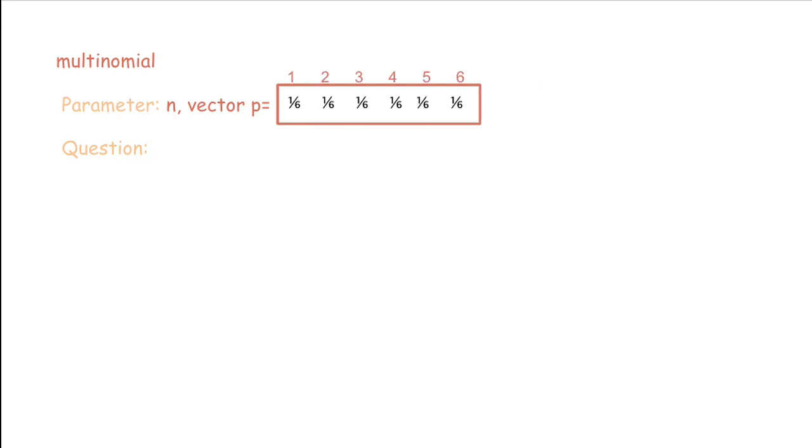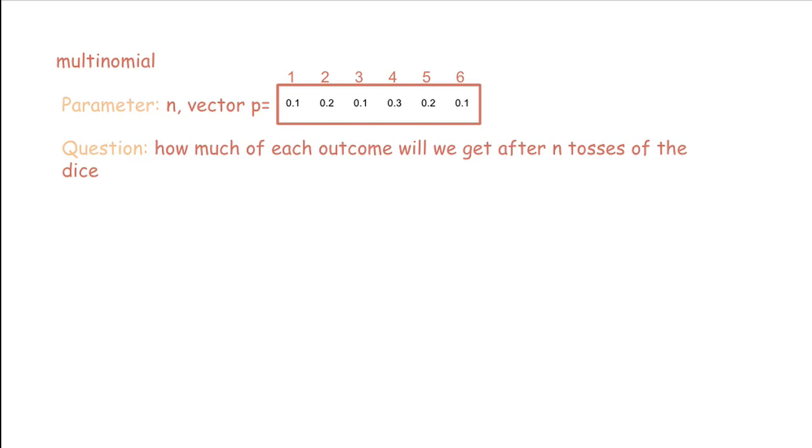If it's a regular fair 6-sided dice, there will be 6 elements for this vector, one for each outcome with equal probabilities. If the dice is loaded and not fair, the probability of each side will be different, but they will always be between 0 and 1, and they add up to 1. This distribution tells us how much of each outcome we will get after n tosses of the dice.